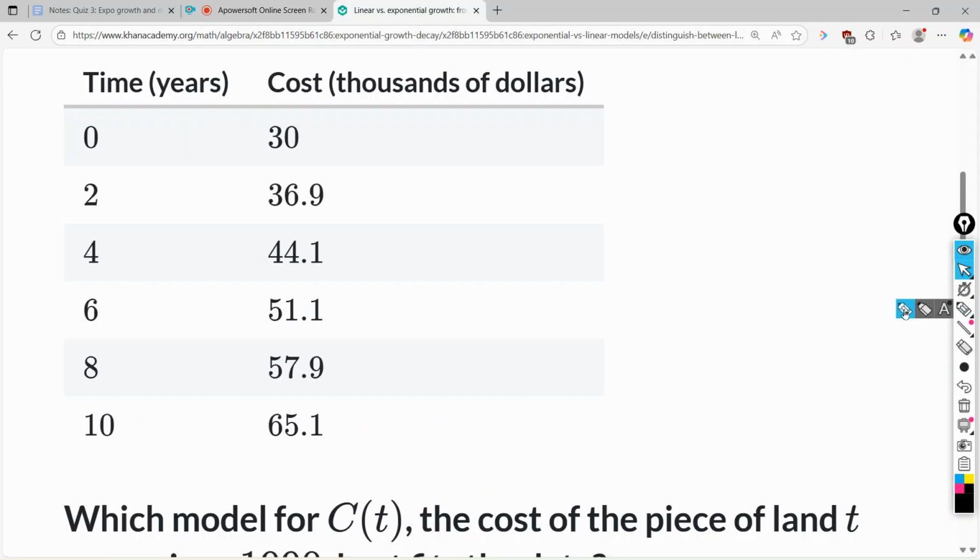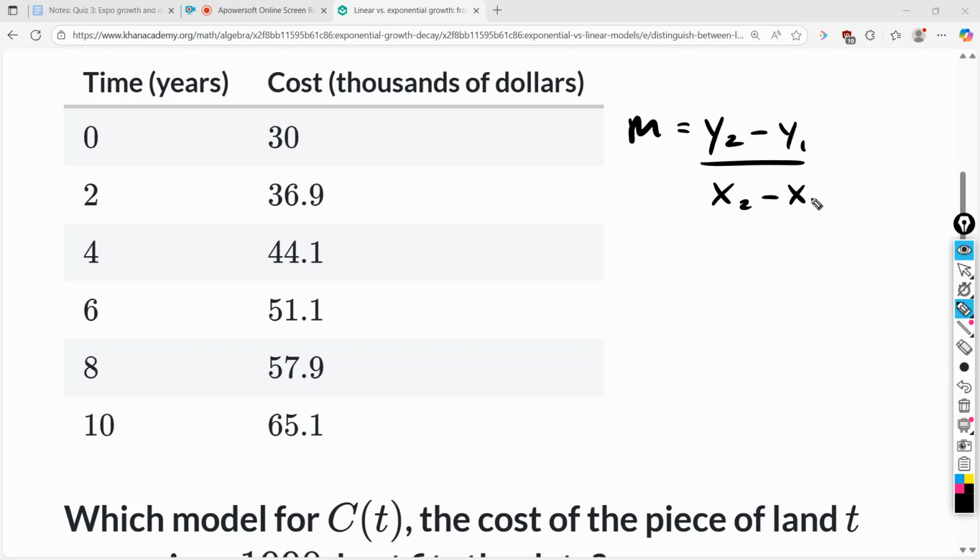Now, the good thing is for the slope, you can actually estimate. All right, so we said the slope was y2 minus y1 over x2 minus x1. Okay, so we'll call this y2 and y1. We'll call this x2 and x1. All right, y2 minus y1 is going to be 36.9 minus 30. And x2 minus x1 is just going to be 2 minus 0.